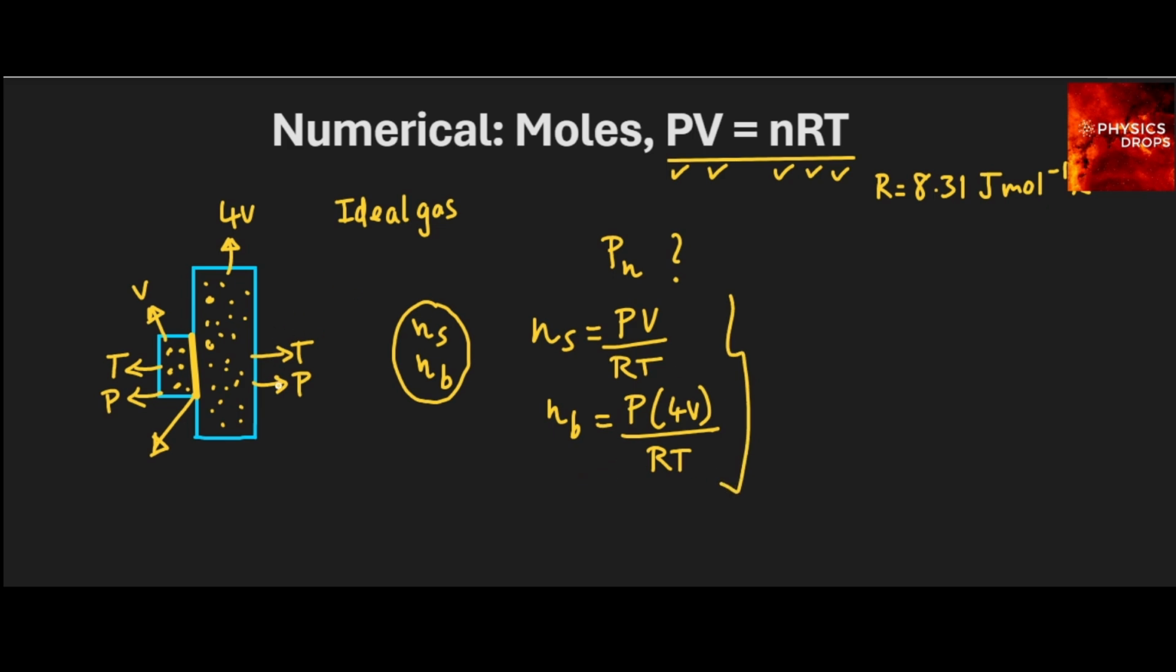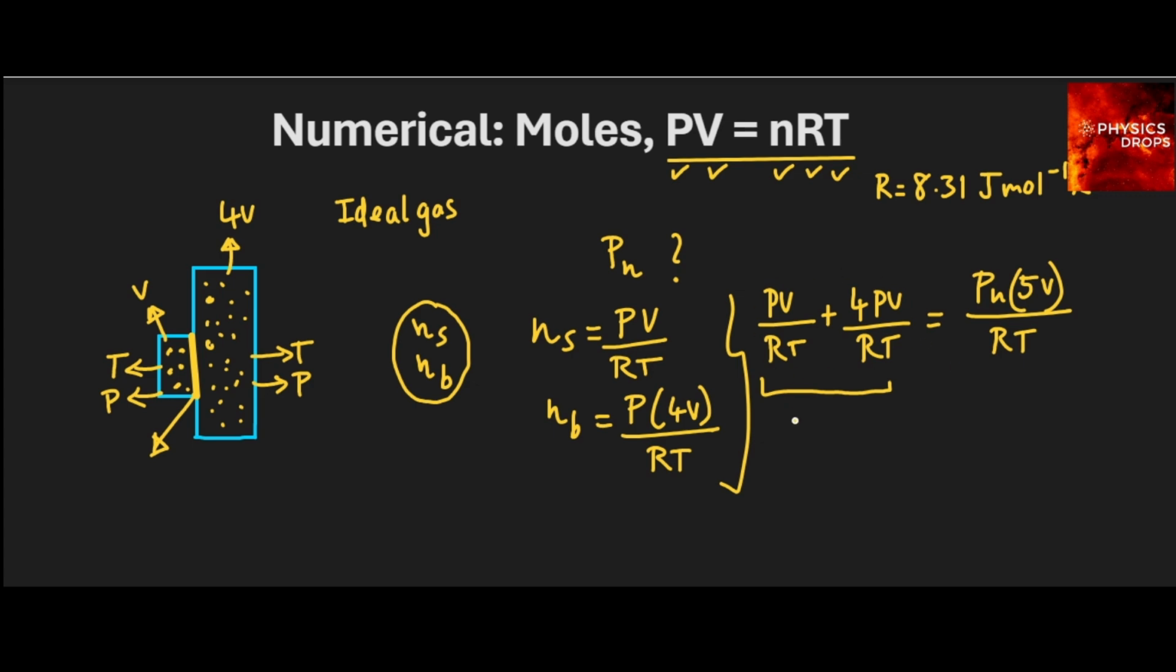Now after the containers are combined, it's going to be the same. Ns plus Nb, if we add both, is PV by RT plus 4PV by RT. The number of moles in the new chamber is going to be the same as this total, and that is given again by PnV by RT, where Pn is the new pressure that we are trying to find out. The volume is 4V plus V, which is 5V. R and T are not going to change; T is the same and R is a constant.